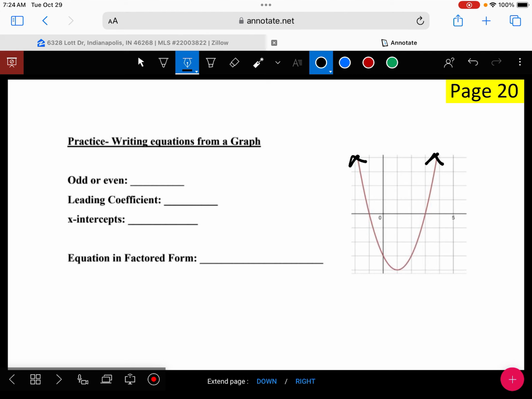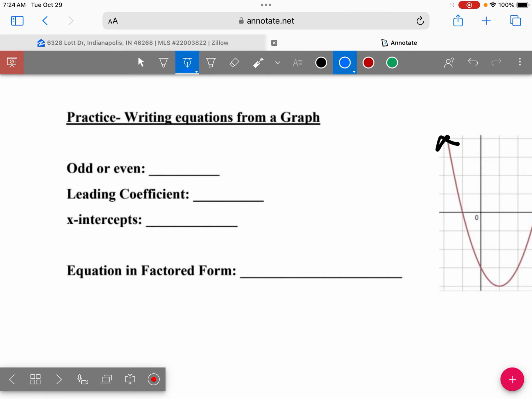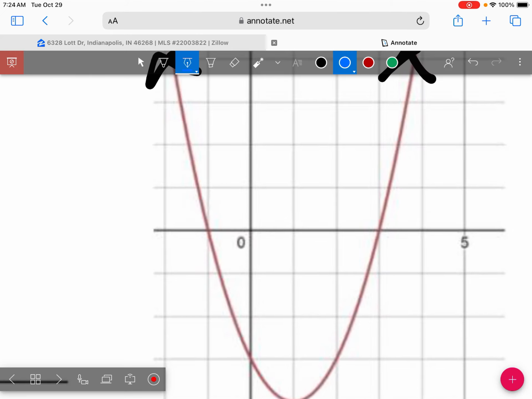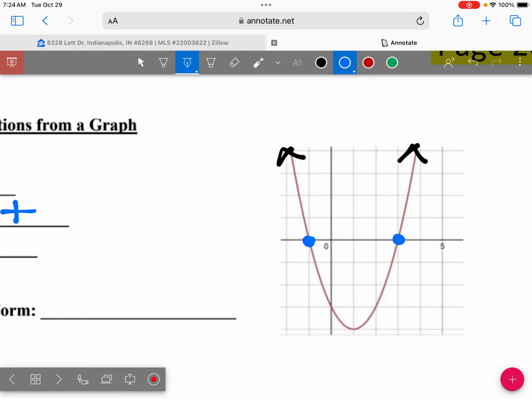So is this even or odd? Even. Do you think this has a positive or a negative leading coefficient? Positive. Show me with your fingers how many times does it cross the x-axis? 2. So we have 2. Let me zoom in over here and here. So where did I put those 2 blue dots? -1 and +3. So I'm going to write that.